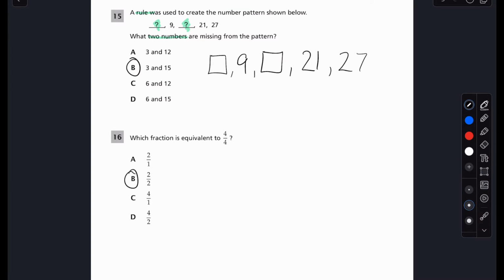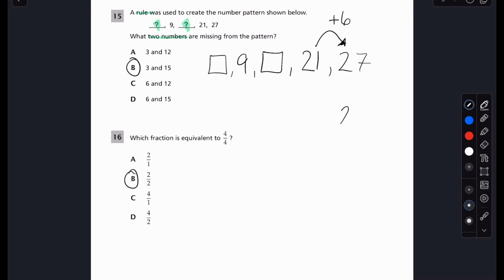And just by looking at this, I know I'm going to have to do some backwards thinking because I don't have enough information to figure out the rule from the beginning. I don't have a starting point, so I don't know where I'm starting from to get to 9. Same thing with the other one. But I do have 21 and 27, and that's the one where I can figure out a pattern. To get from 21 to 27, I can add 6. So I'm going to use that add 6, and I'm going to work backwards.